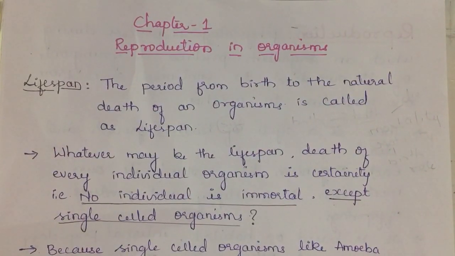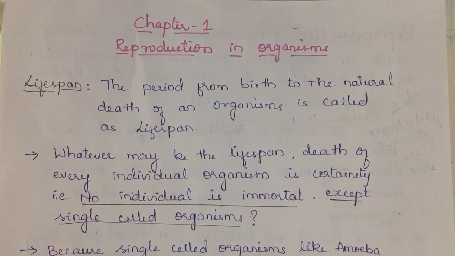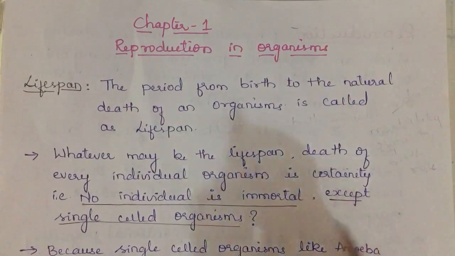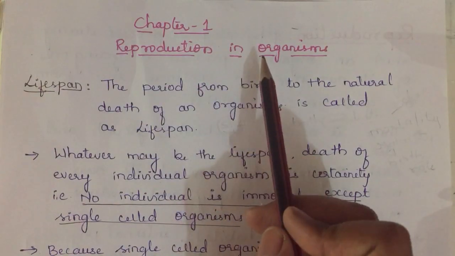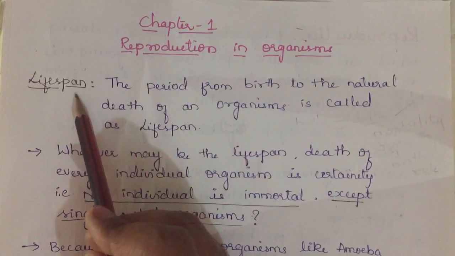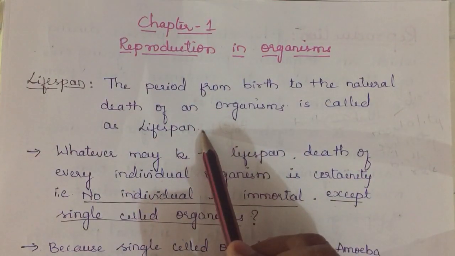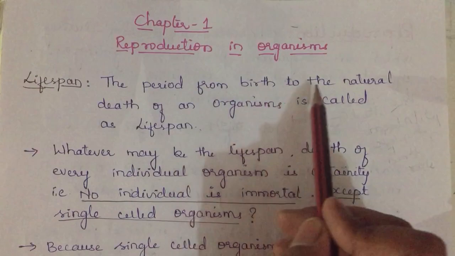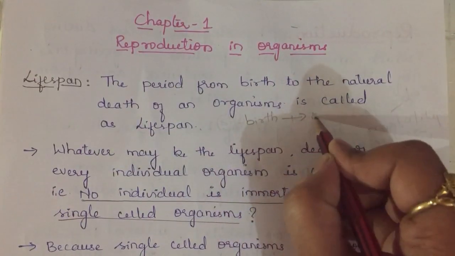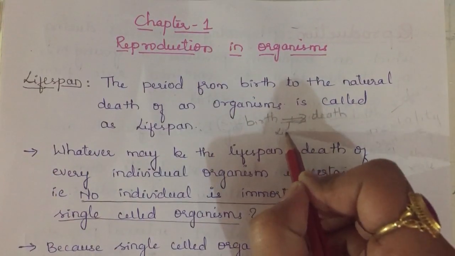Okay, we shall start with chapter 1. As in my previous video, I have discussed the distribution of marks for each chapter and unit. So in this video I am going to start with the first chapter, that is Reproduction in Organisms. In that we have lifespan. Lifespan is what? The period from birth to natural death of an organism is called lifespan.